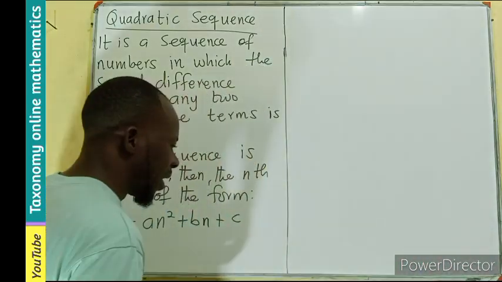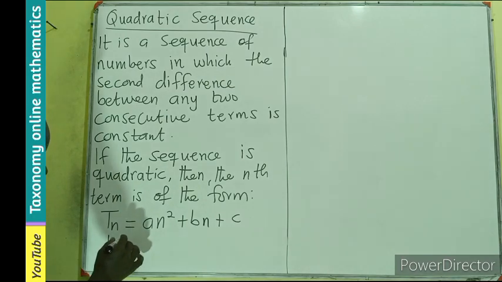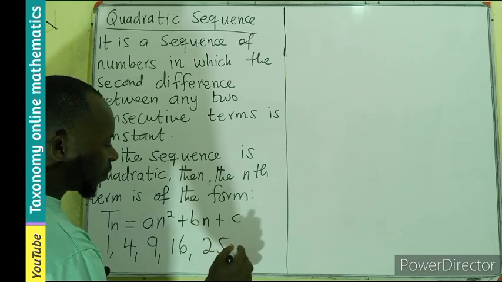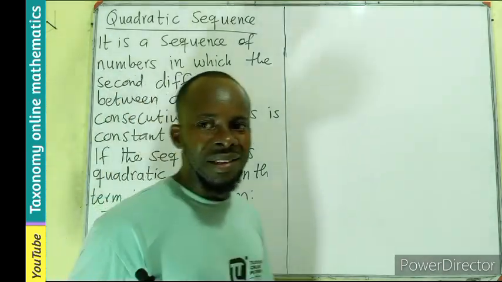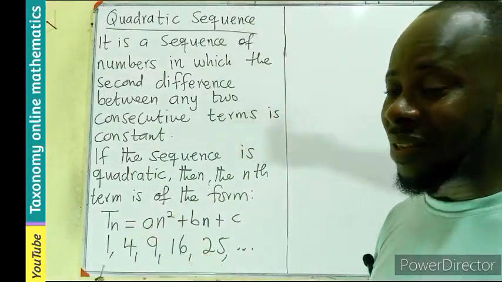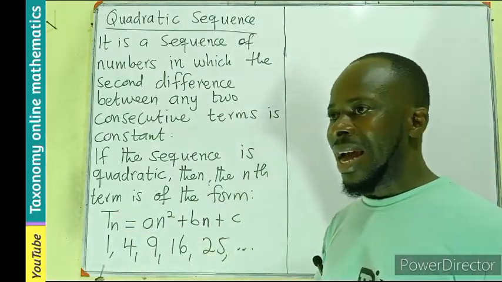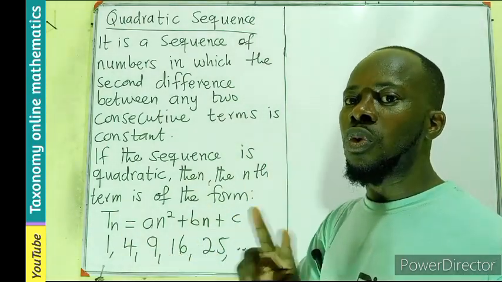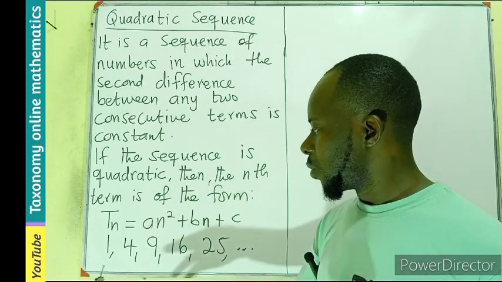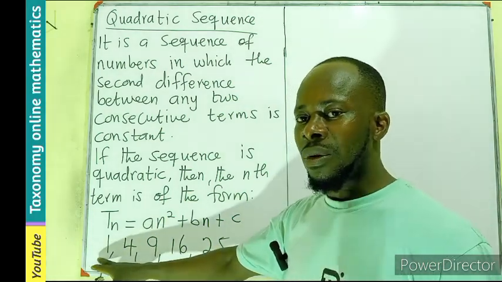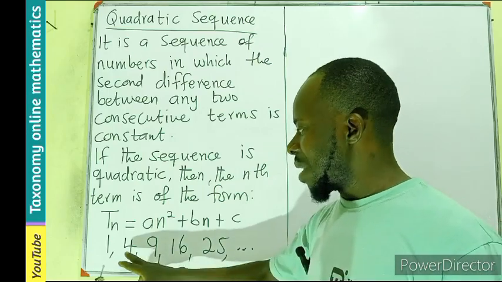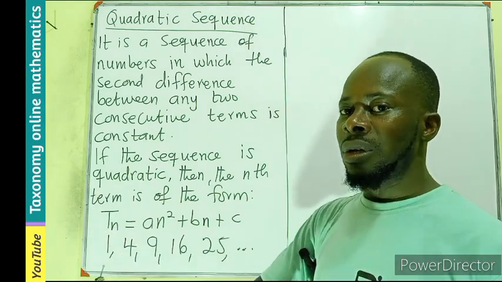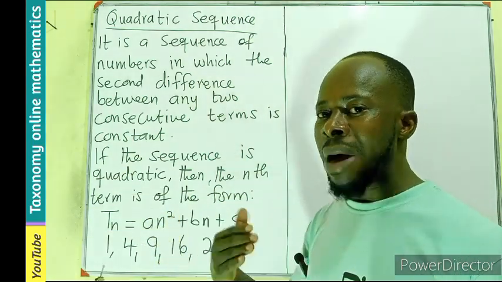Let's see, for example, if I have a sequence of 1, 4, 9, 16, 25, and so on. In this form, we can see that the AP says that when I find the common difference of any two consecutive terms, it should be constant. So 4 minus 1 will be giving us 3. 9 minus 4 will be giving us 5. So you can see it is not the same. So we can't say common difference. The difference is there, all right, but it's not common.